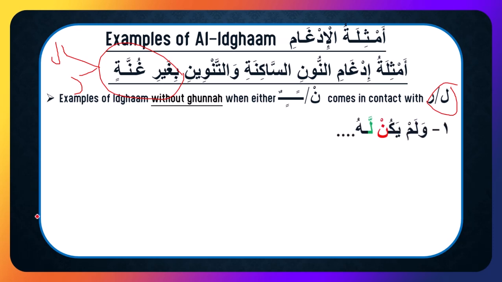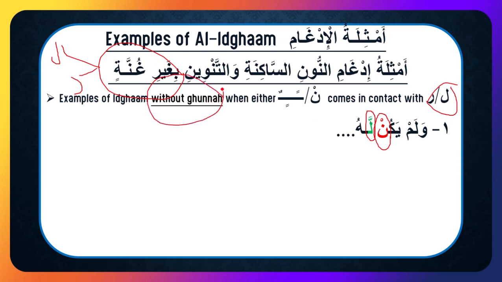The first example we have here is where it says in the Glorious Qur'an, ولم يكن له. If we pay attention properly, we can see that there's a Nuun Sakinah here, and the letter that comes after it is a letter of Idgham. If we investigate further, we find that this letter falls under Al-Idgham bighayri Ghunnah, and that's Lam. Because it's a letter of Idgham bighayri Ghunnah, what's expected of us is to pronounce it without any form of Ghunnah, as the name implies.